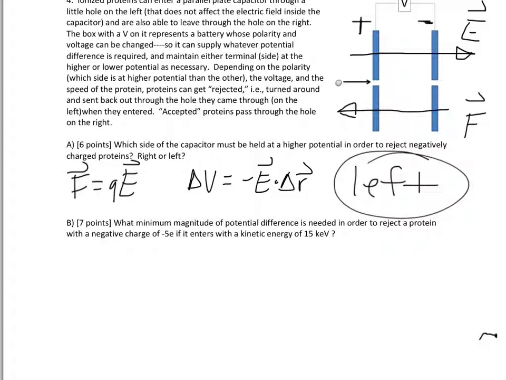But in the case where it's just able to reject a protein, that protein would enter here and it would slow down and just come to a stop as it reaches the other side. And if you had a slightly higher potential difference, it would come to a stop just before it reaches that and go back. So we can apply conservation of energy to solve this problem. In the case where it enters with 15 keV of kinetic energy and reaches the opposite side with 0 kinetic energy, that's the situation we want to analyze.